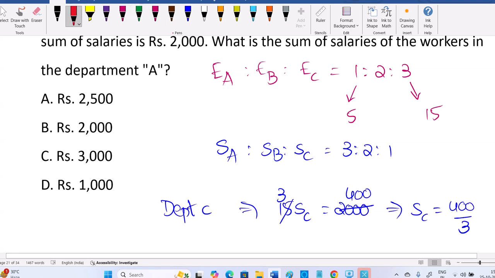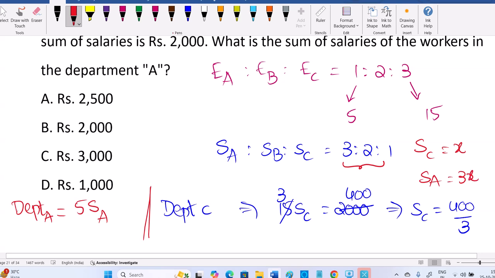Now, the question regarding A. Department A has 5 employees, so 5 into the salary of A is required. Here the salary of C is equal to X. With the ratio 3:2:1, the salary of A is equal to 3X. So 5 into 3 into X, which is 400 divided by 3, the 3 gets cancelled. The answer is 2000.